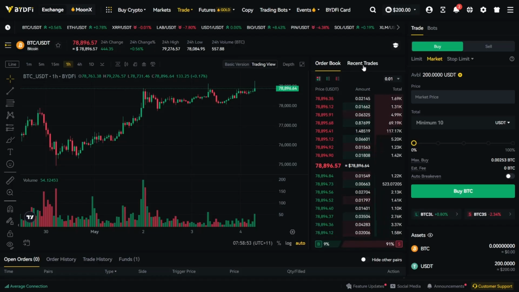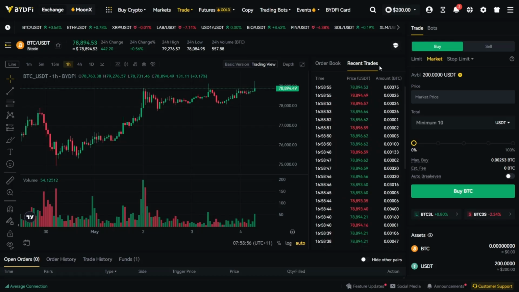To the right of the order book, we have the recent trade section. This shows real-time transactions happening in the market. Each trade gives you insight into the current price action and market momentum.